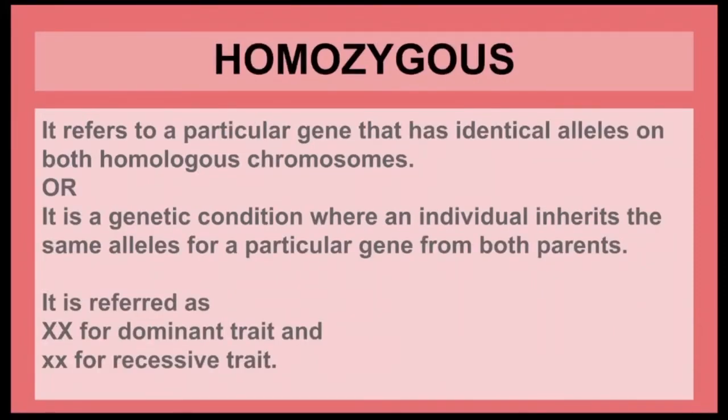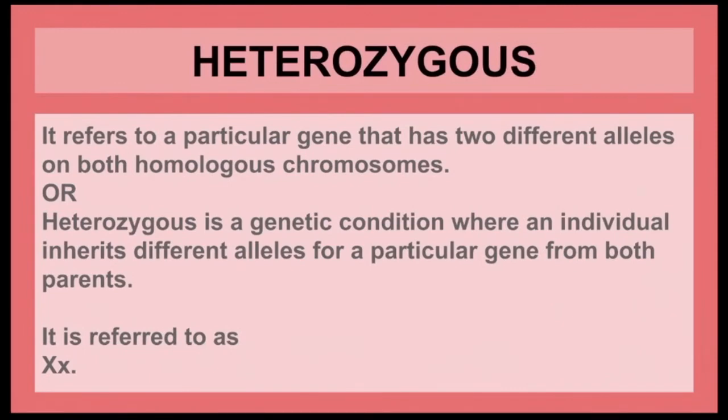Homozygous. When identical alleles are present in both homologous chromosomes, this type of condition is called homozygous. It means that the individual has inherited the same alleles for a particular gene from both the parents. This type of condition can be shown in this way or in this way. Capital X, small x, or capital T, this is also homozygous. Small t, this is also homozygous.